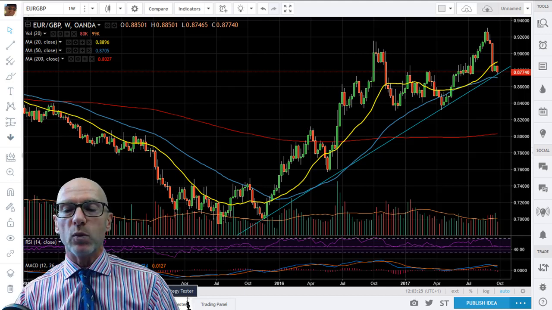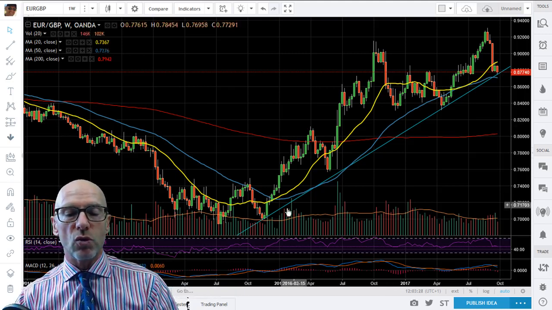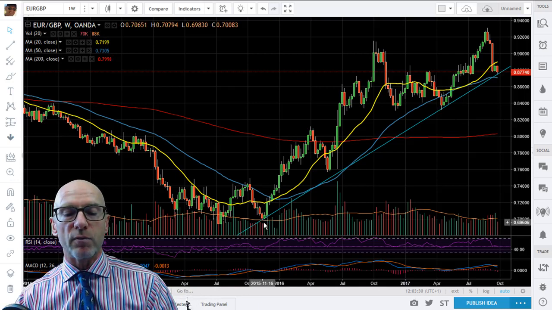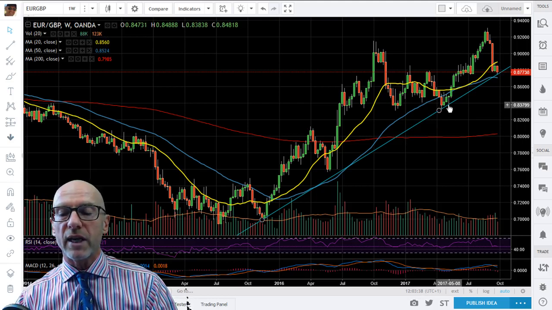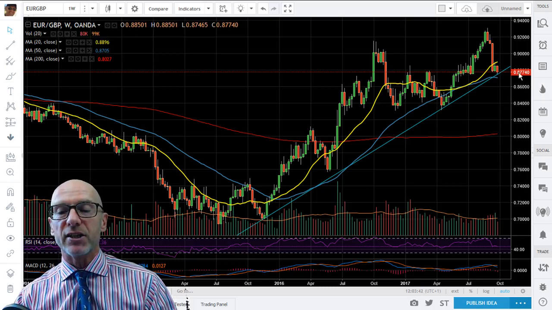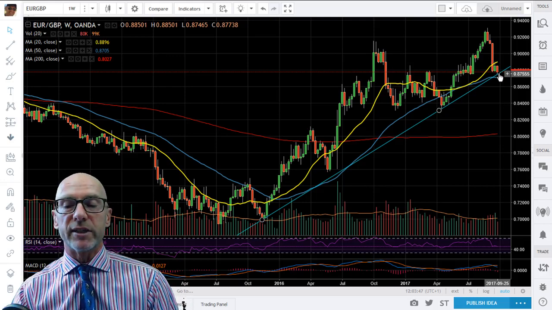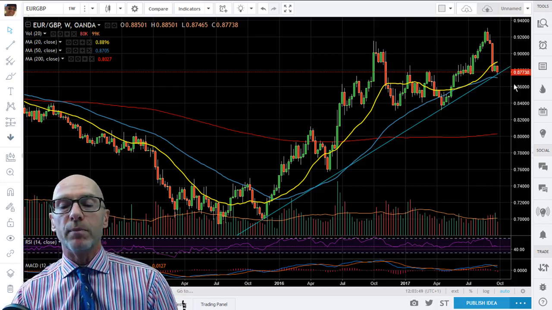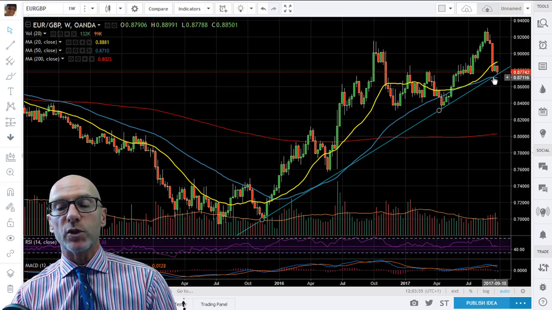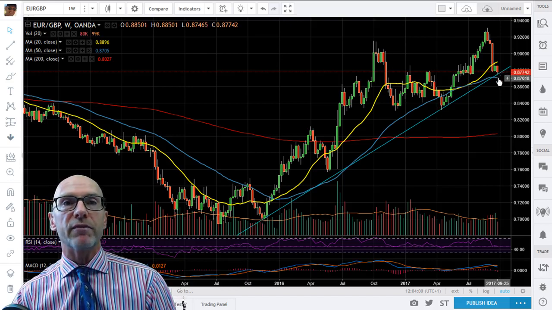So starting with the weekly, and you can see that I've drawn this uptrend line from the low of the week of the 9th of November 15 up through the low of the week of the 8th of May. And you can see that on the low this week we did touch that line. So it's a critical line. Below the line we do have the 50 week moving average, which is now downtrending. So a move below the uptrend line and below that 50 week would see the euro weaken further.